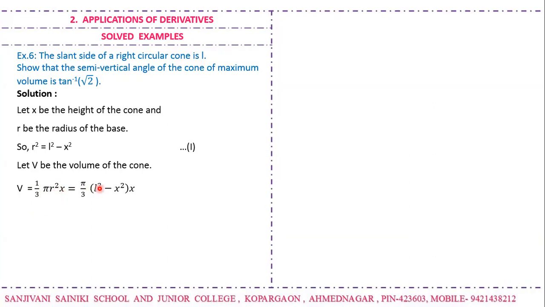But what is r? R square is L square minus x square. So V is equal to pi by 3 (L square x minus x cube). So differentiate this with respect to x. We get pi by 3 (L square minus 3x square).